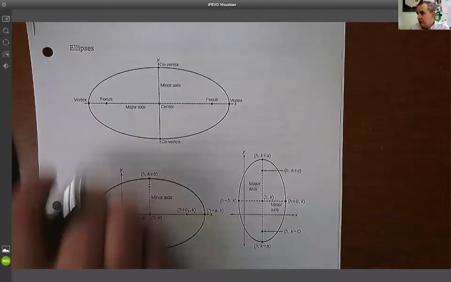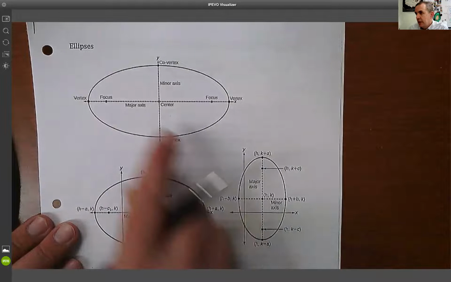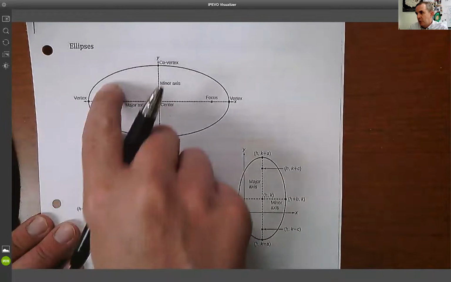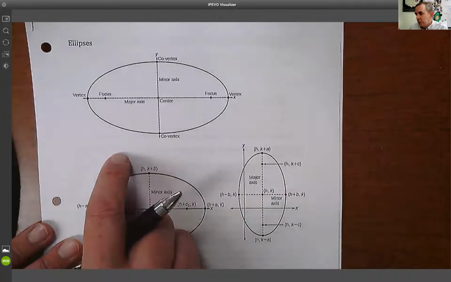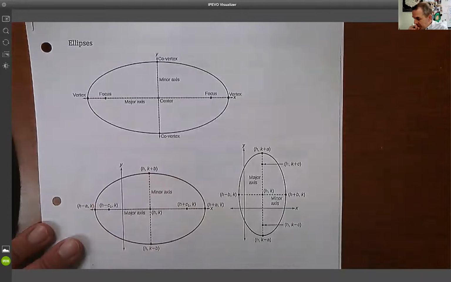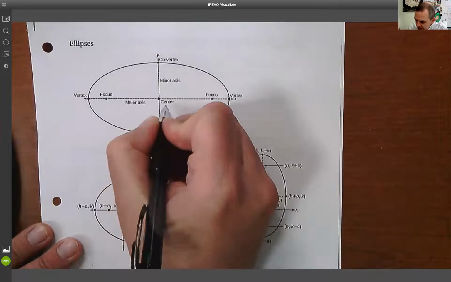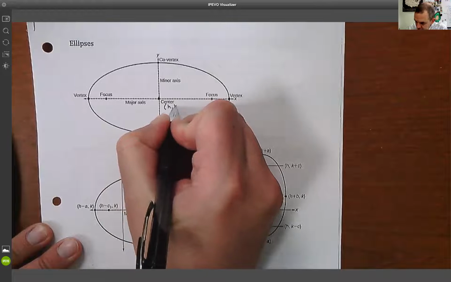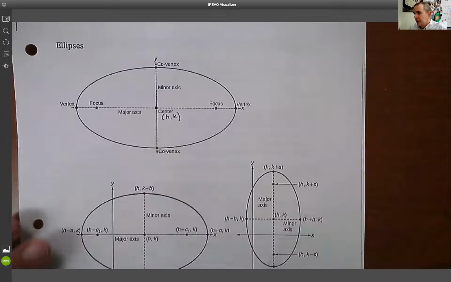In general, this is what an ellipse looks like. There are two different types of ellipses, and I'll talk about those in a second. There's an ellipse that's more horizontal, and then there's an ellipse that's more vertical. But in general, the points that make up an ellipse, the same idea as with circles, have a center. The center is typically referred to as h comma k, just like we do with a circle. Our center is (h, k).